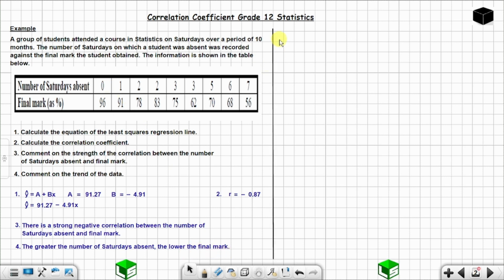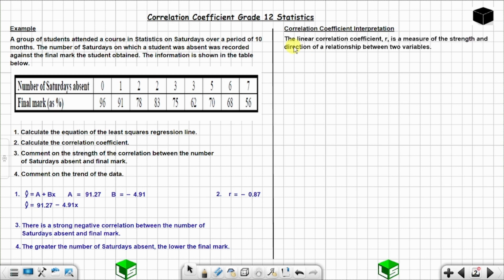Now, interpreting the correlation coefficient. The linear correlation coefficient R is a measure of the strength and direction of a relationship between two variables.